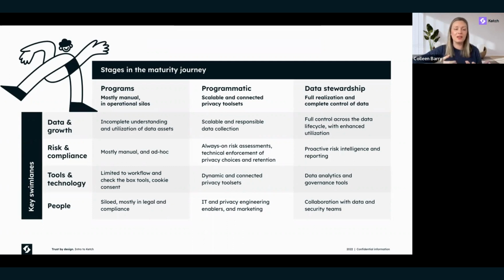The reason DSARs are a great example of moving along in this journey is because of that second stage, programmatic, where we have the scalable and connected privacy tool sets. DSARs are a perfect example of a use case and privacy challenge that really require some system connectivity, and different systems and stakeholders speaking to each other to get the job done. And so with that, I want to hand it over to John to talk about DSARs as a specific use case and how we approach them at Ketch.